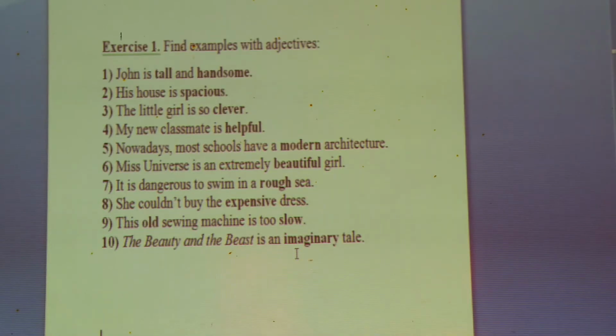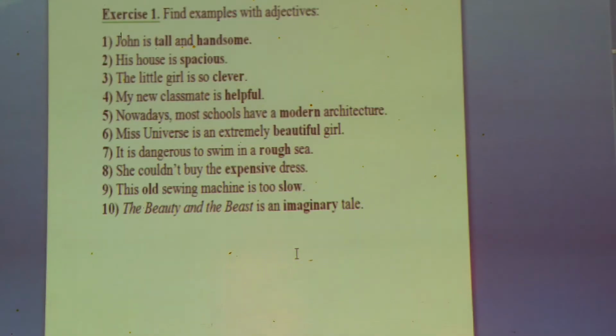Examples with adjectives. John is tall and handsome. The house is spacious. The little girl is so clever. My new classmate is helpful. Nowadays, most schools have a modern architecture. Miss Universe is an extremely beautiful girl. It is dangerous to swim in a rough sea. She couldn't buy the expensive dress. This old sewing machine is too slow. The Beauty and the Beast is an imaginary tale.